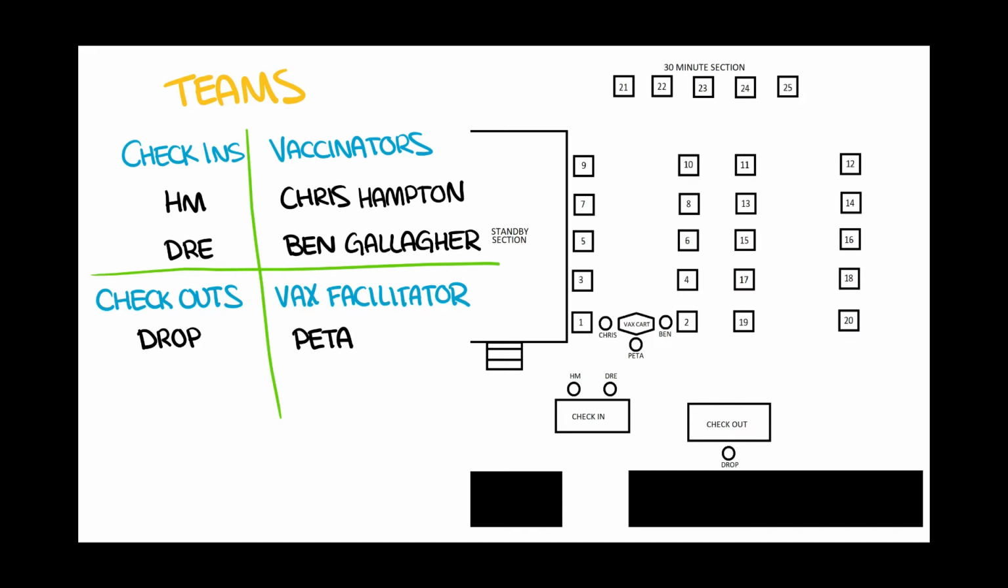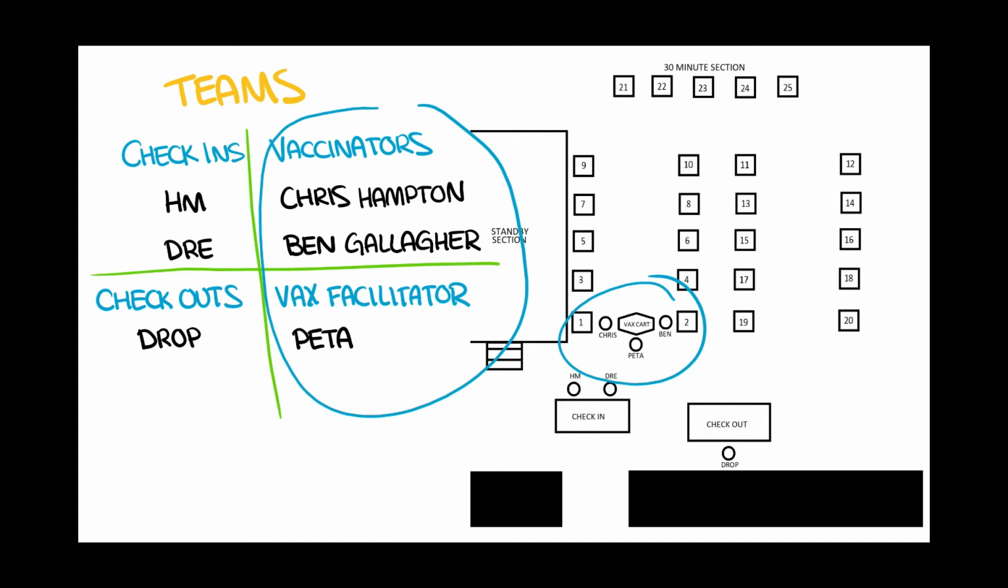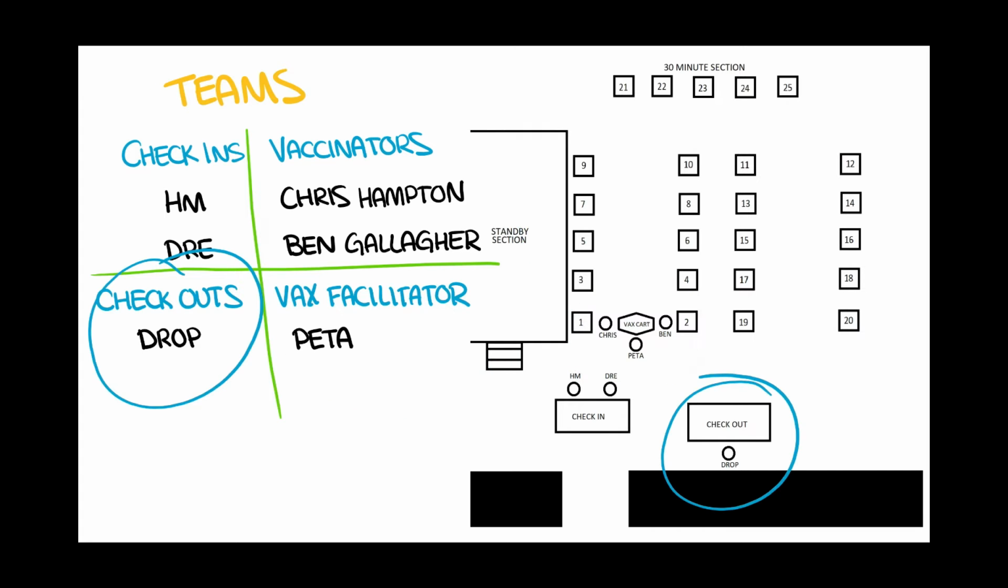For the check-ins, it's going to be myself and Dre. The vaccinators are going to be Sergeant Hampton and Gallagher. For checkouts, it's going to be Drop, and the Vax facilitator is going to be PETA. So this is where we're going to be sitting for check-in, then the vaccinators and PETA, who's also going to be helping them out. And then for checkout, it's going to be Drop.